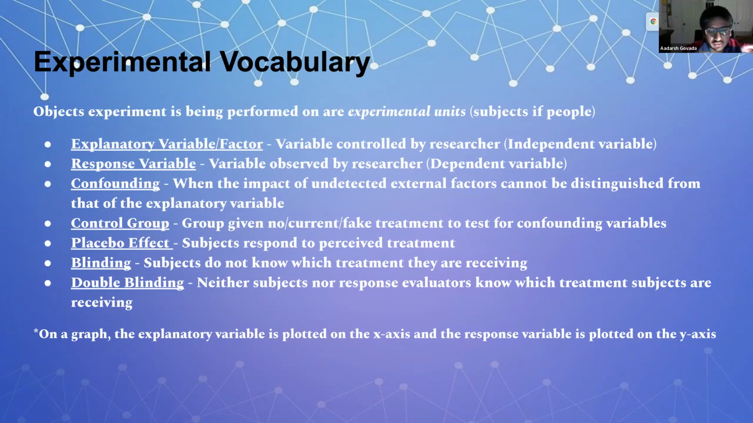And then you have a control group, which is something to test for confounding variables, which basically means that the group is not given treatment, or it is given the current treatment if you're trying to test that the new treatment has an improvement over the current treatment, or it's given a fake treatment, a placebo that has no impact. And that is to test if there will be a difference between the control group, which is given no treatment or a fake treatment, and your actual experimental group, which is given the treatment that you were testing.